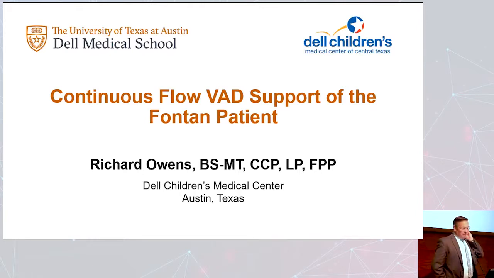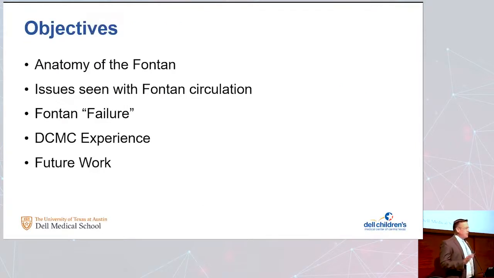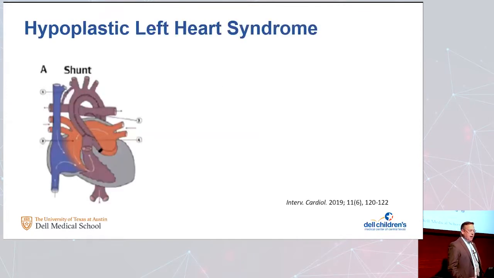A little bit different topic, I suppose, than we've started with so far, but I'd like to talk to you today about continuous flow VAD support in the Fontan patient. Objectives today, I'd like to talk about a little bit of the anatomy lesson of what the Fontan looks like, issues we see with the Fontan circulation, and then what we kind of describe as Fontan failure. We'll go over some experience from Dell Children's, and then also talk about what's coming down the pipe.